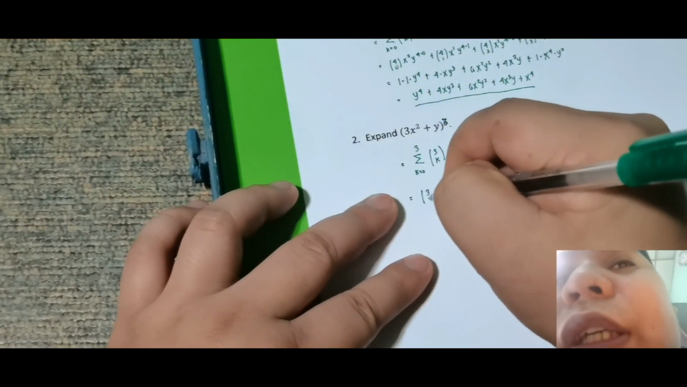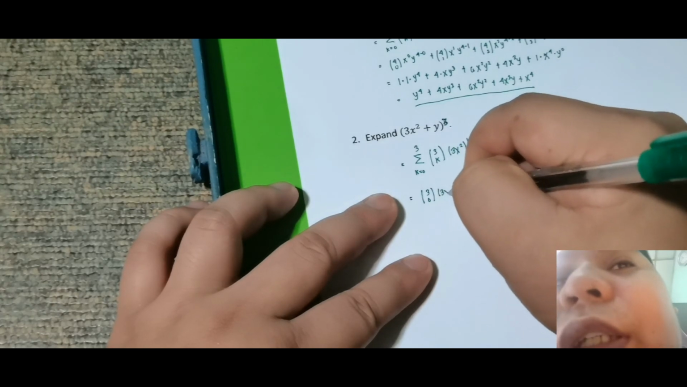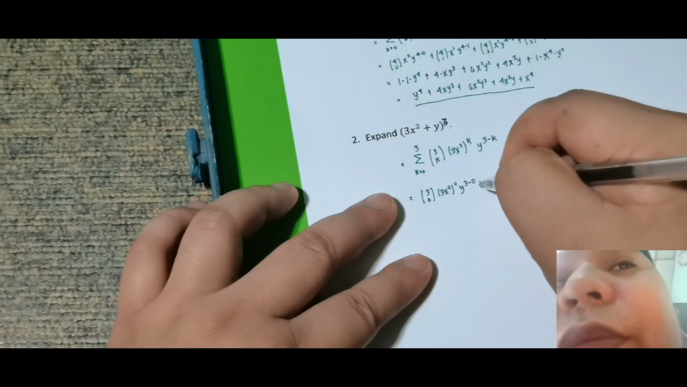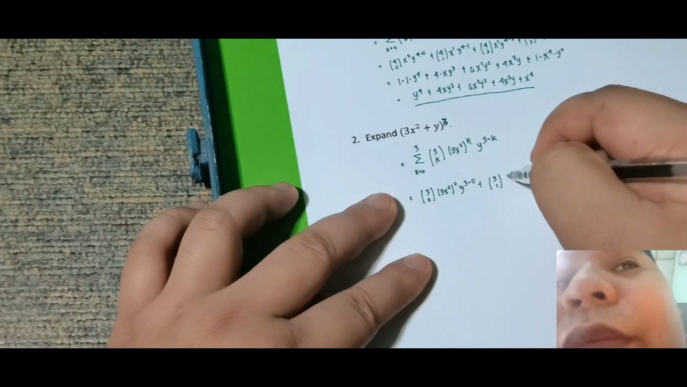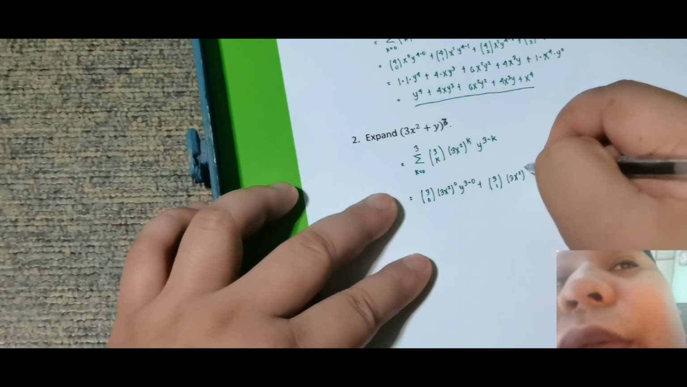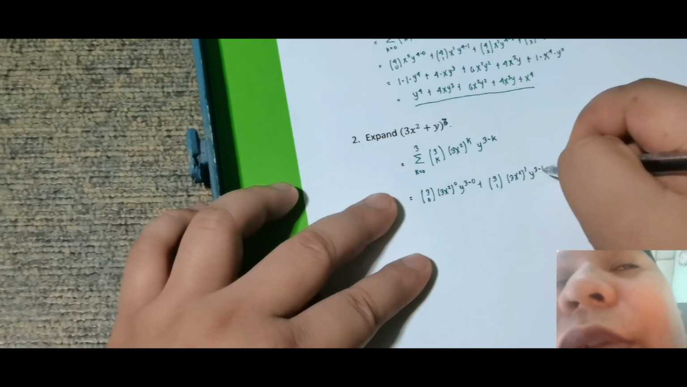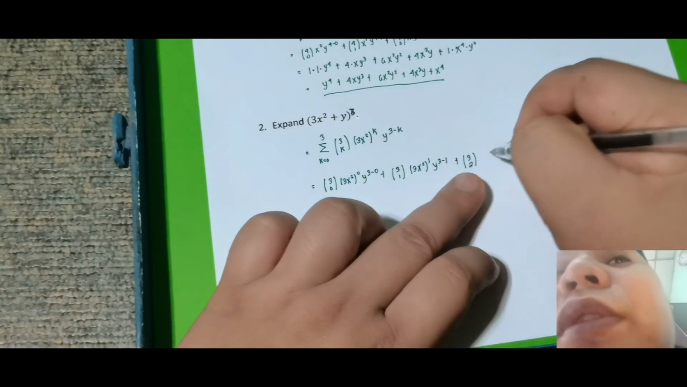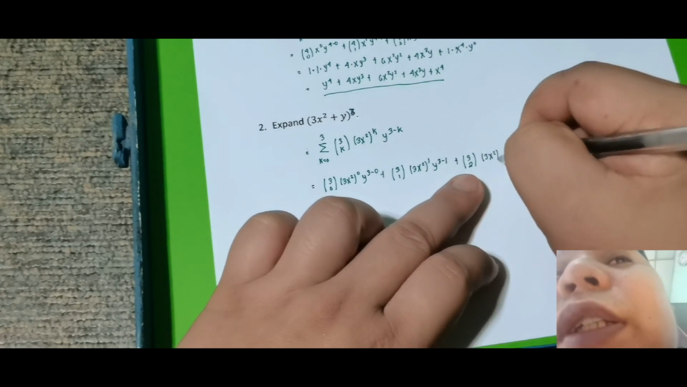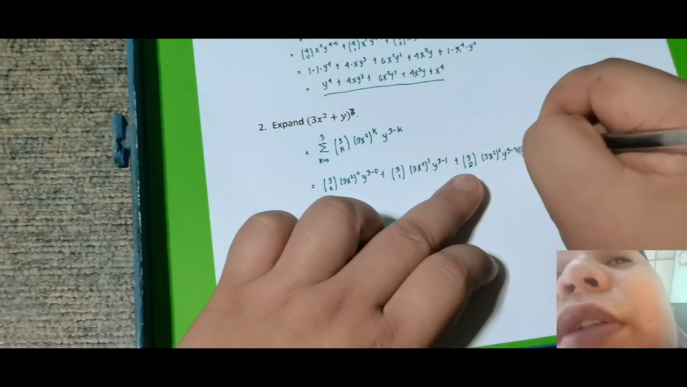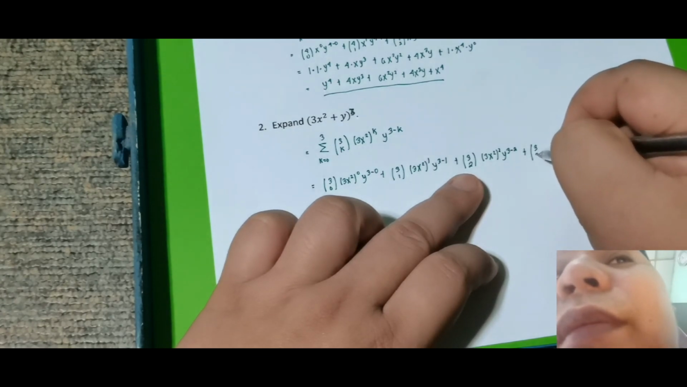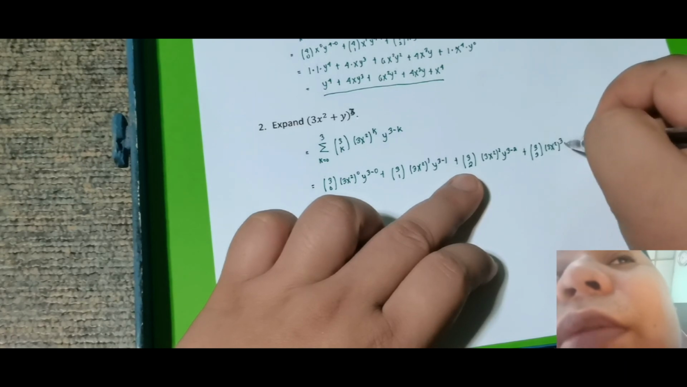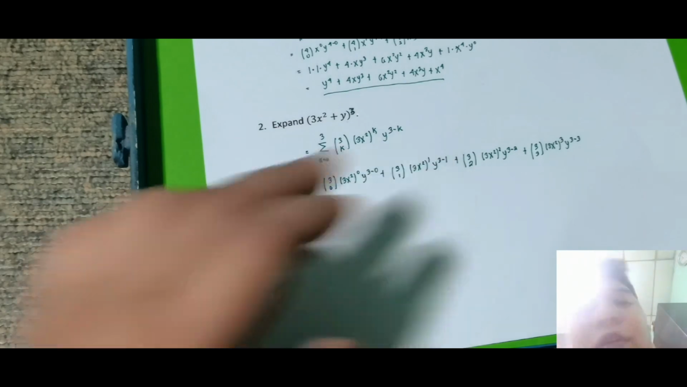This is equal sa 3 taken 0, tapos 3x squared raised sa 0, tapos y raised sa 3 minus 0. Plus 3 taken 1 ng 3x squared raised sa 1, then y raised sa 3 minus 1. Then plus 3 taken 2 ng 3x squared raised sa 2, then y raised sa 3 minus 2. Then lastly, this is 3 taken 3, then this is 3x squared raised sa 3, then y raised sa 3 minus 3.